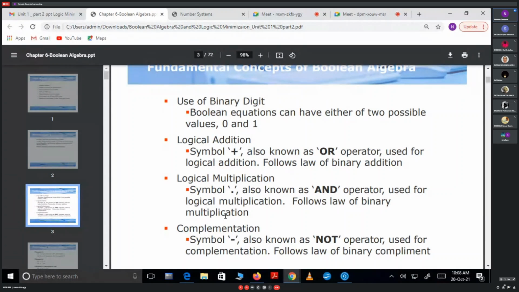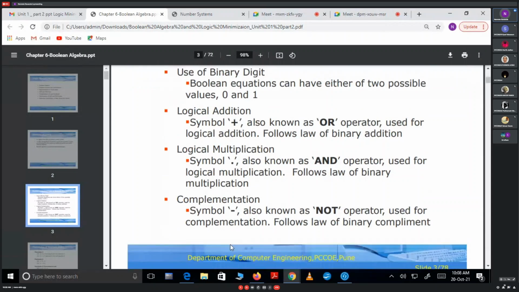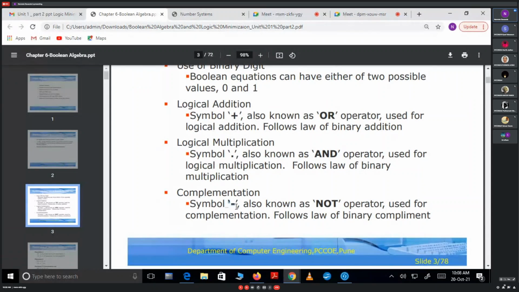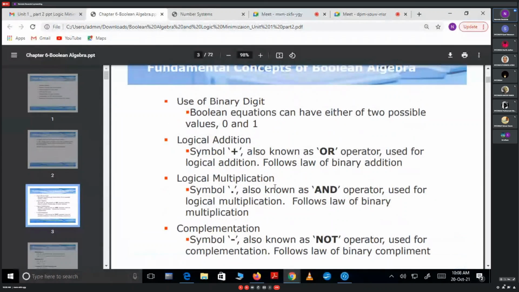Yes, ma'am. Then the complement symbol. Which symbol is used? This symbol is used. Where it is used, I will tell you in the equation. You can call this a bar symbol, also known as the NOT operator, used for complementation. It follows the law of binary complement. So these are the fundamental concepts of Boolean algebra.